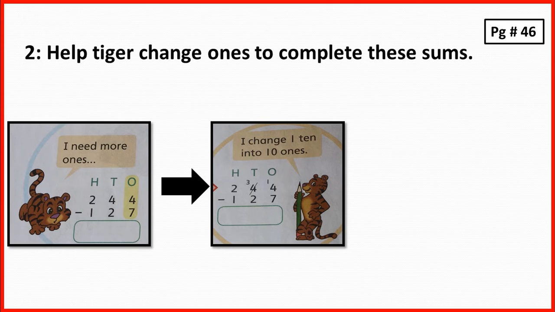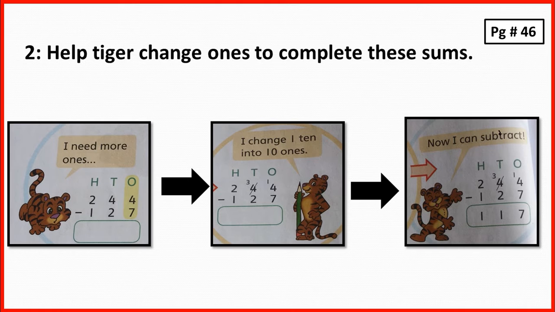Now I can subtract. So when 7 subtracts from 14, the number comes 7. Now subtract tens. When 2 subtracts from 3, the number comes 1. Now subtract hundreds. So when 1 subtracts from 2, the number comes 1.